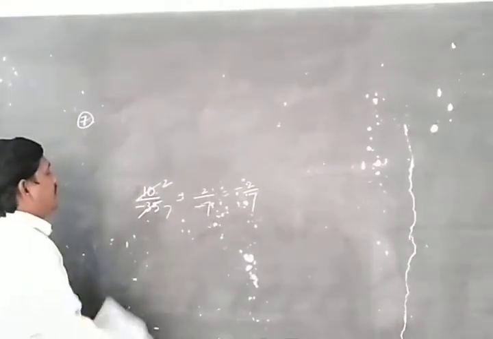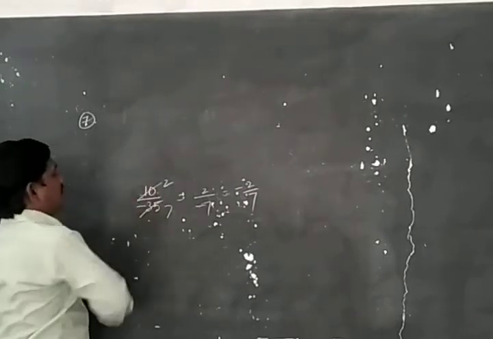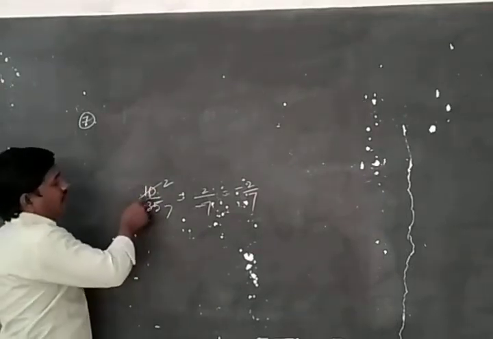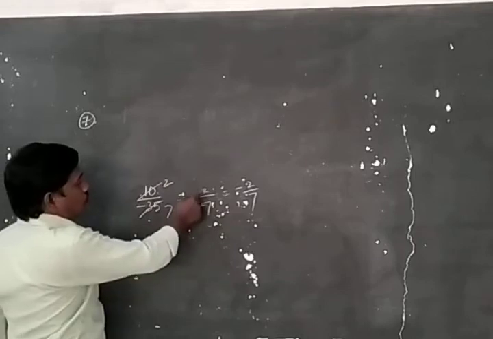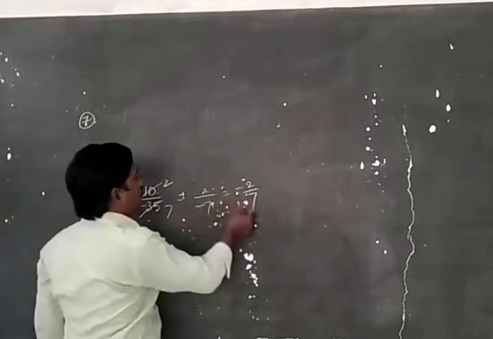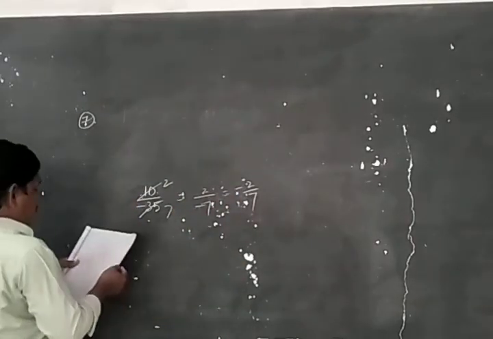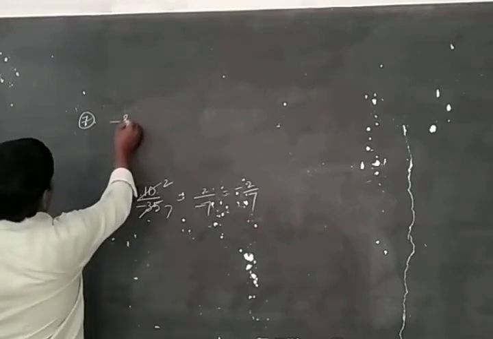So eliminate 2. Here, 2. Eliminate. So in the 5 table, 2 times, here 7 times. 2 by minus 7. You can write minus 2 by 7. What is the answer? Minus 2 by 7.